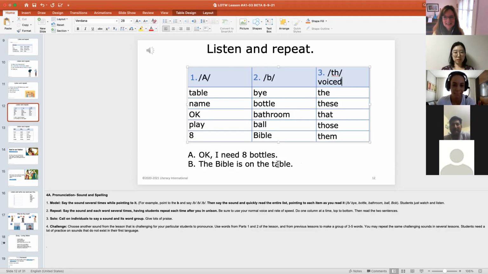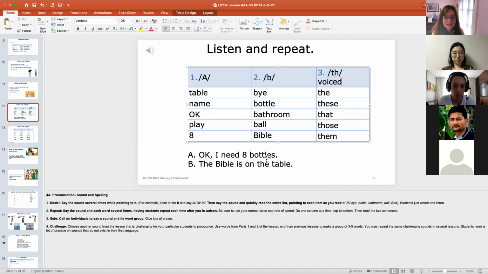Very good. And then sentence B, the Bible is on the table. Kezia, can you read letter B? The Bible is on the table. Very good. And Kimberly, can you read sentence B? The Bible is on the table. Excellent. Good job.